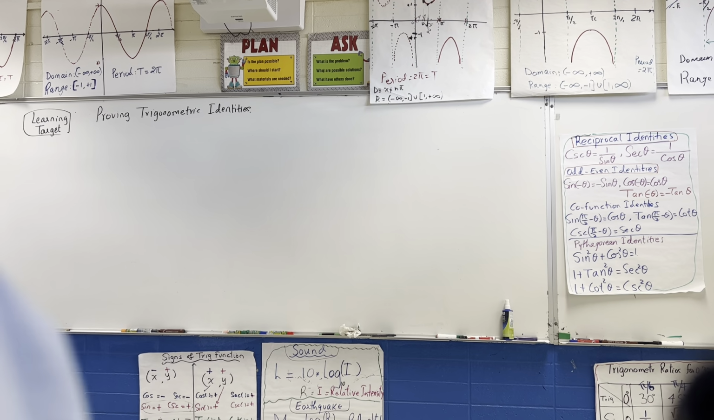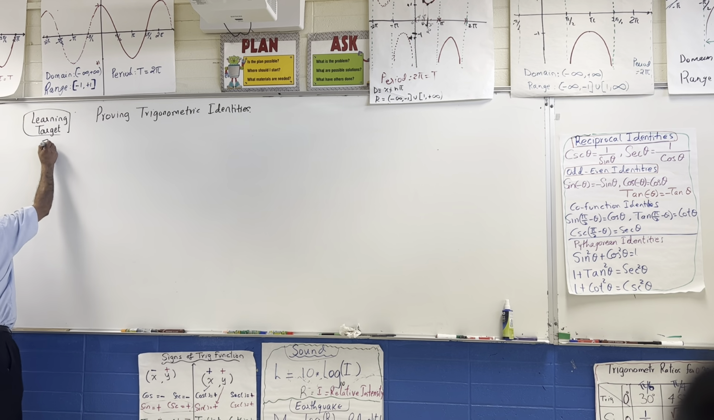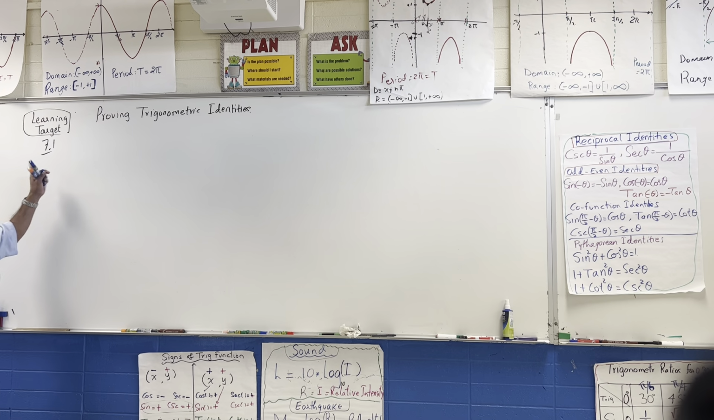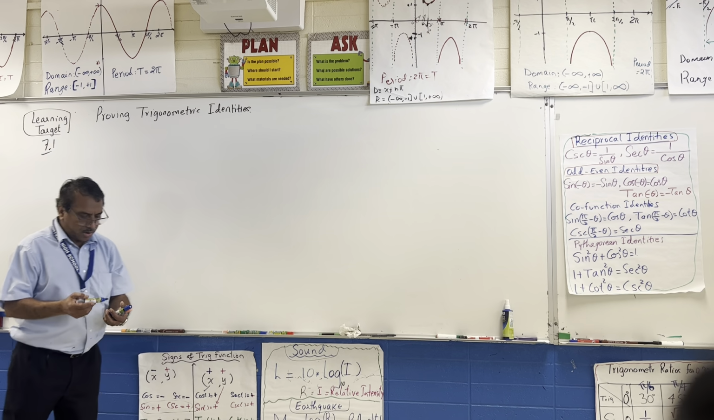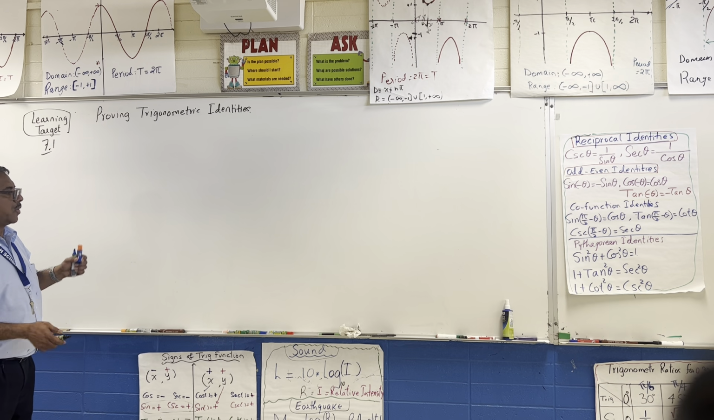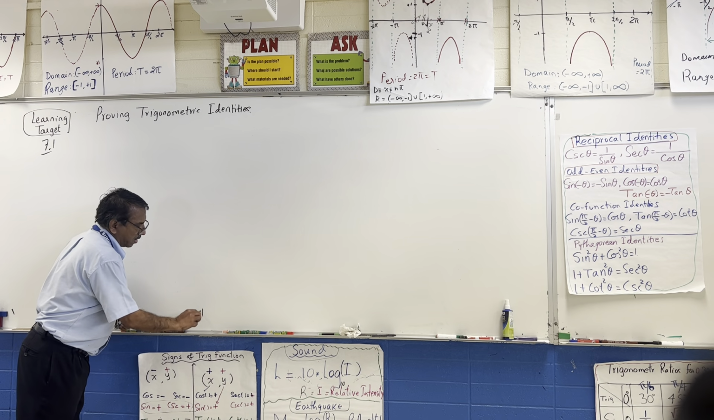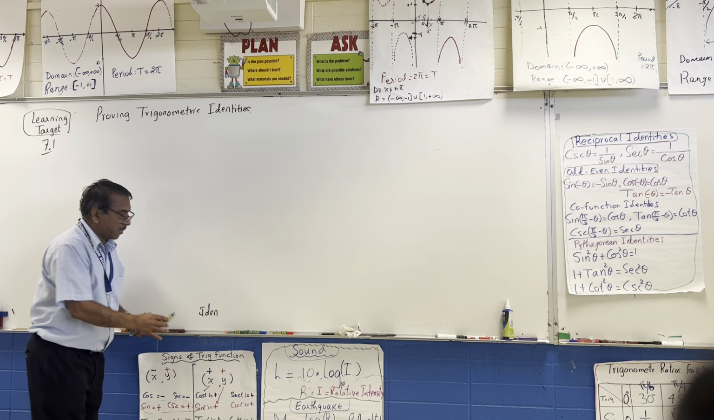Okay, so the learning target for today's lesson is 7.1. You already have the packet, and it is proving trigonometric identities. My one question before I show this is: what is the meaning of identity? That understanding is very important. Can you write this word, identity?